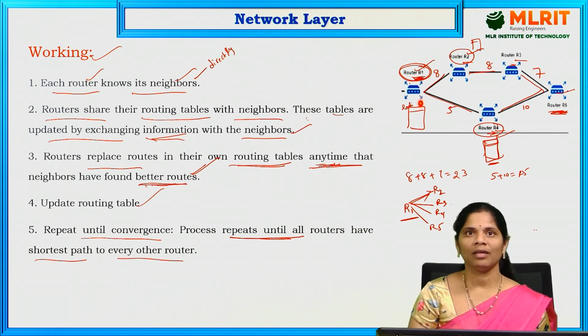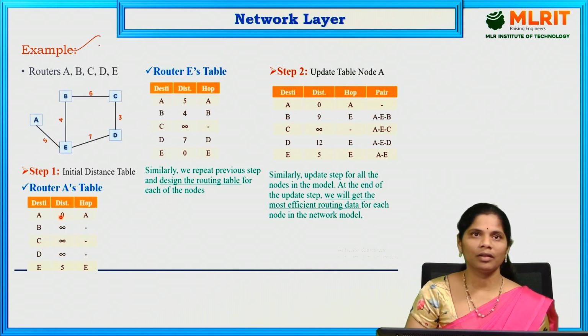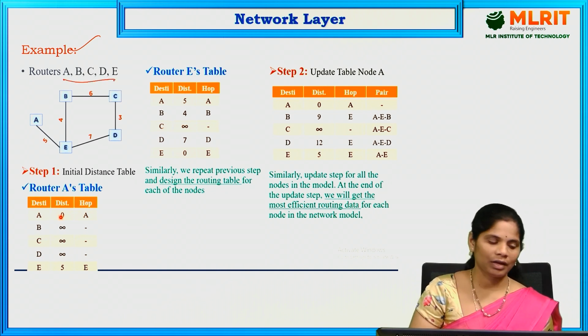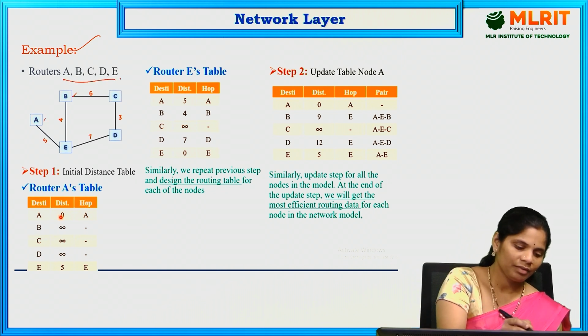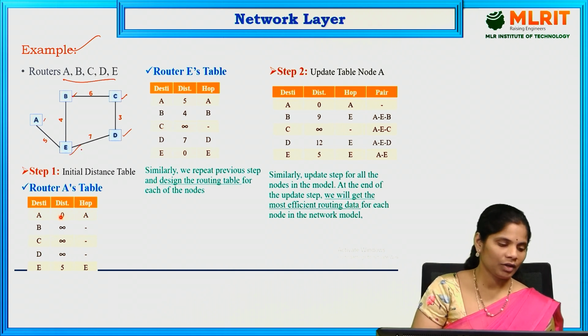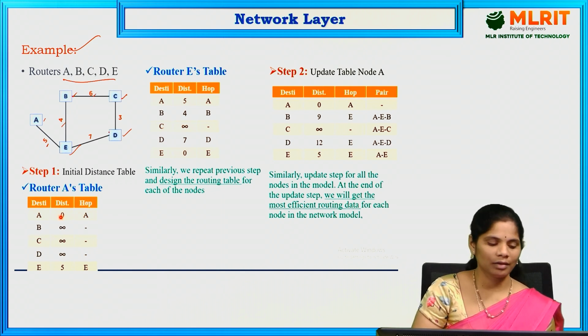We will see one example here. The routers are A, B, C, D, E. Total, how many routers are there? 5 routers. A is here, B is here, C, D, E. Total 5 routers are there. Between these 5 routers, we are mentioning the distances 5, 4, 6, 7, 3, like that. We mentioned the distance also.